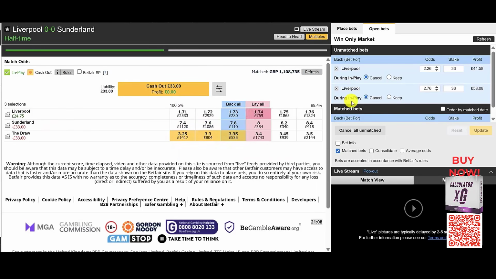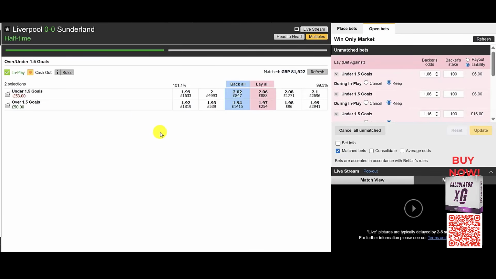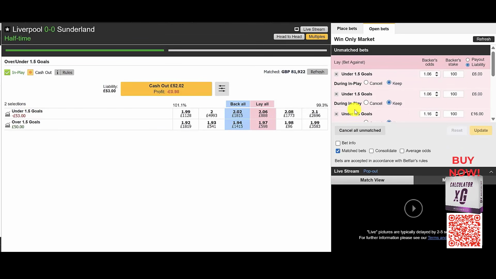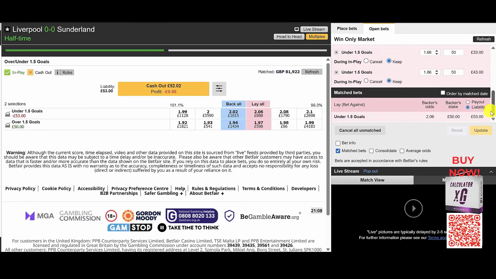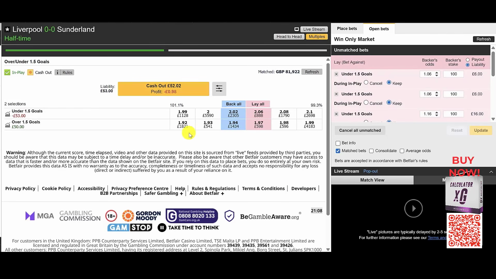Also, we're going to back Liverpool, and we've also got orders in the market to take advantage of the time decay, as you can see here. And then we're all set up on the over and under 1.5 goals market. So we're laying under 1.5, and we've got lay orders going all the way down to 1.06.